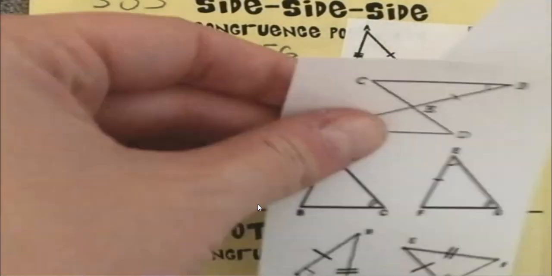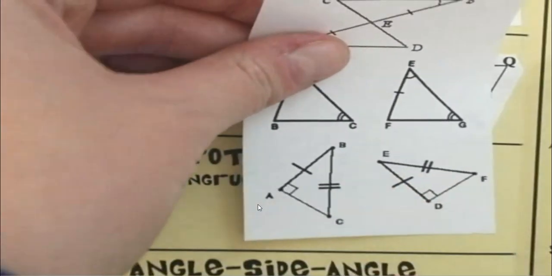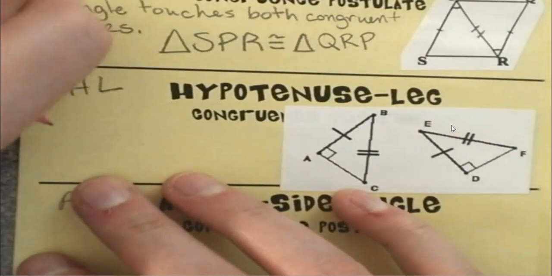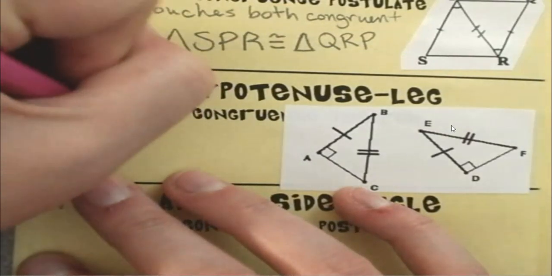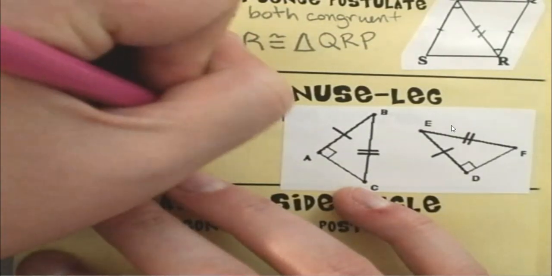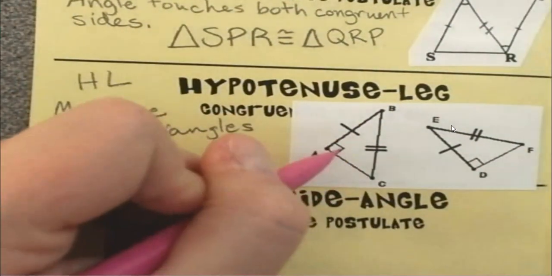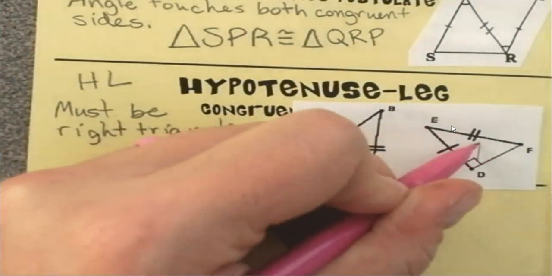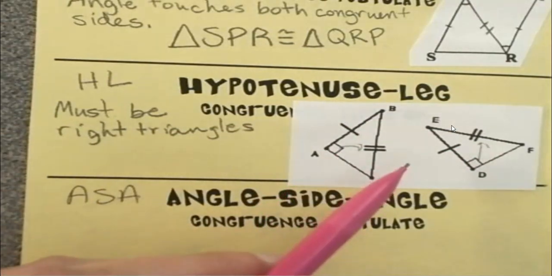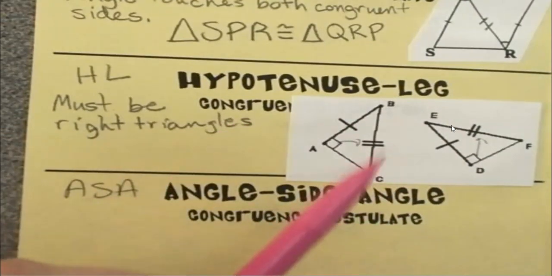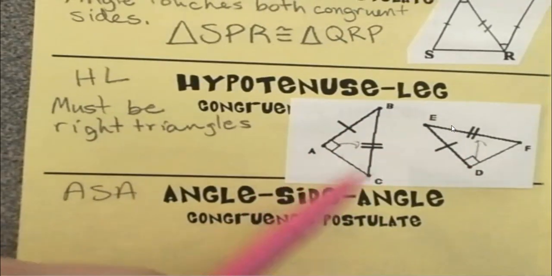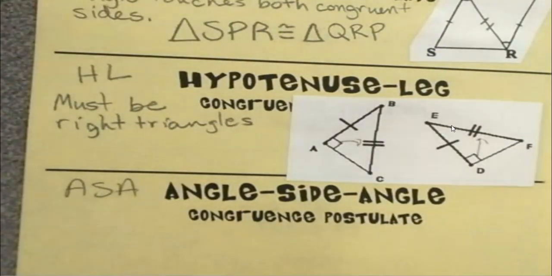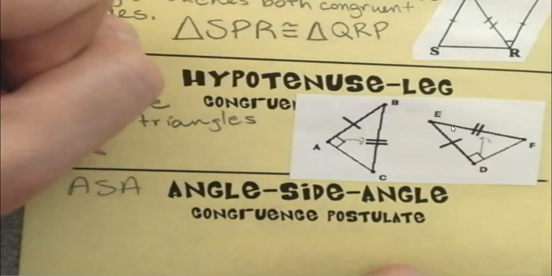All right, we're going to cut off this HL, which is actually the one with the right triangle, so that's on the bottom of the paper. These must be right triangles, so that's important. And then the hypotenuse is always across from the right angle. So you see, if I point starting from the right angle and point across the triangle, it always points to the hypotenuse. So the hypotenuse has to be one of them, and then either leg. So it could be this leg or this leg could be marked congruent, but it has to be one of them. But that is the third reason that shows congruence.